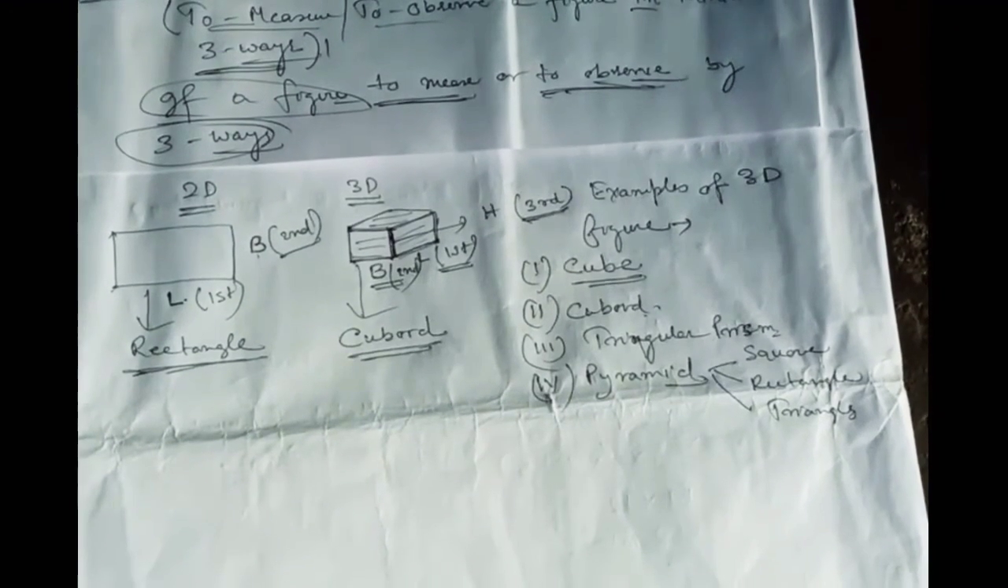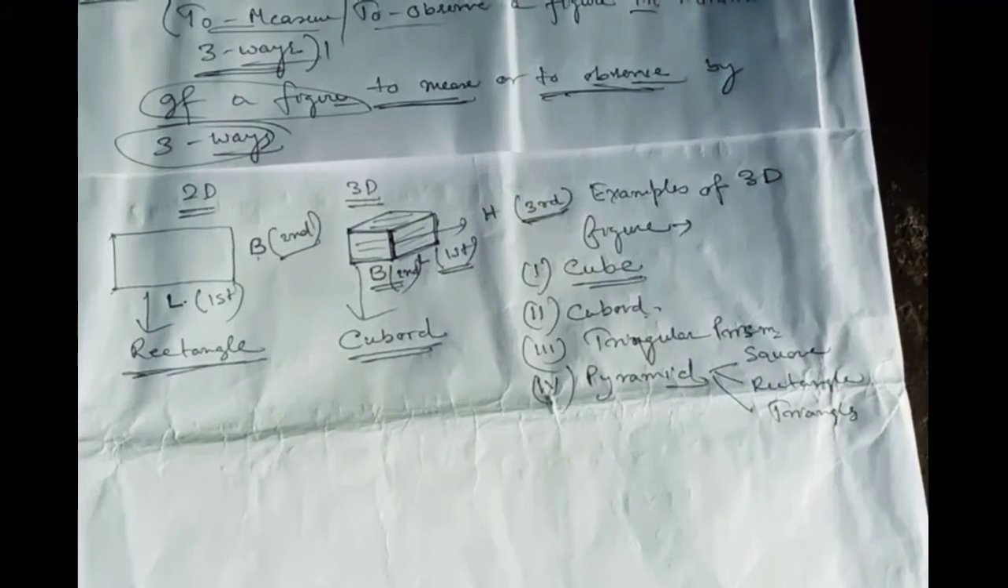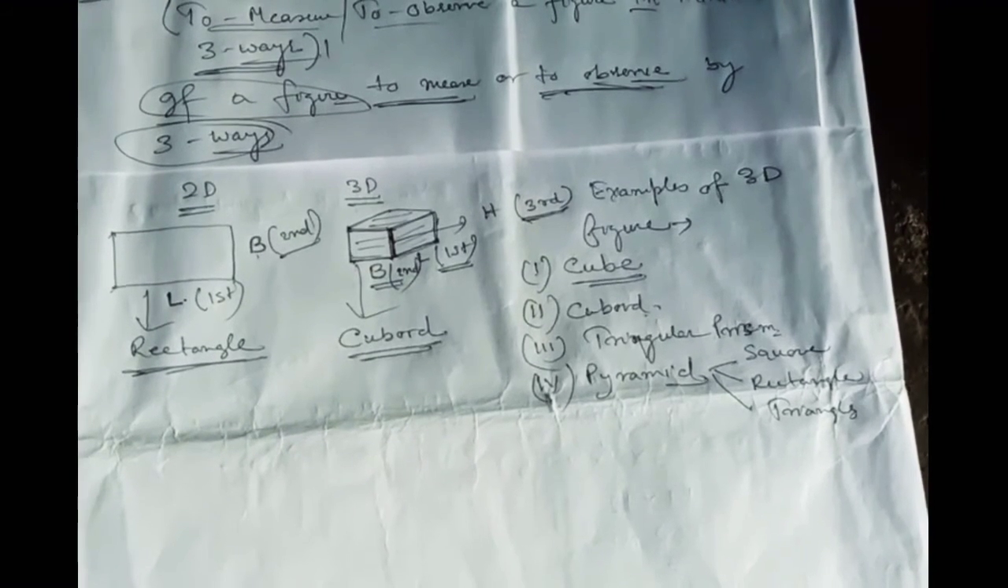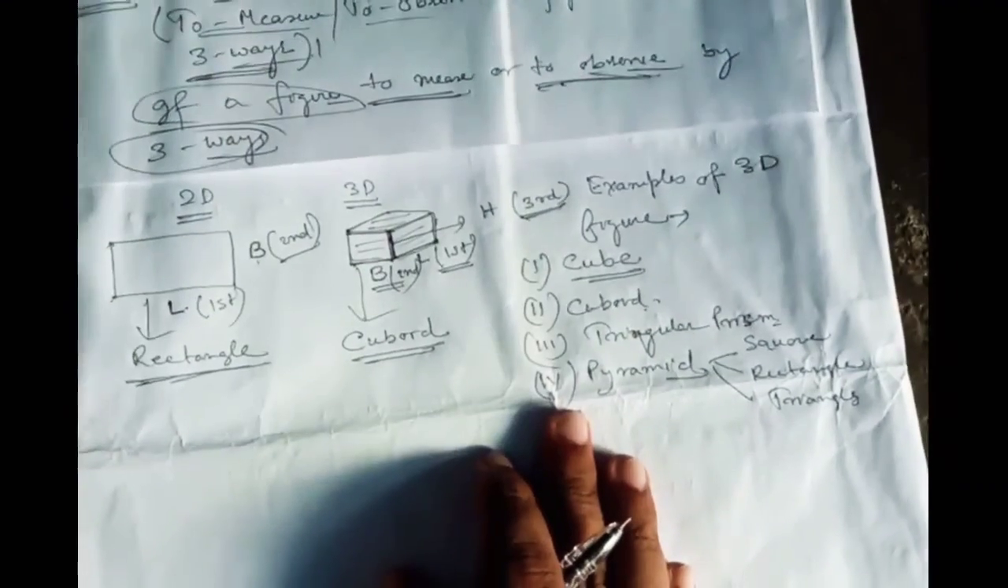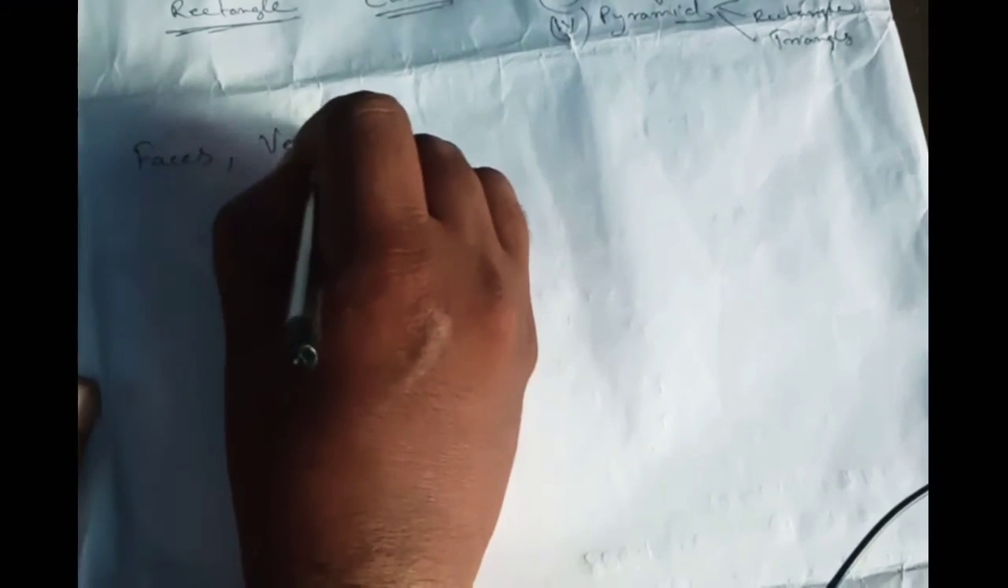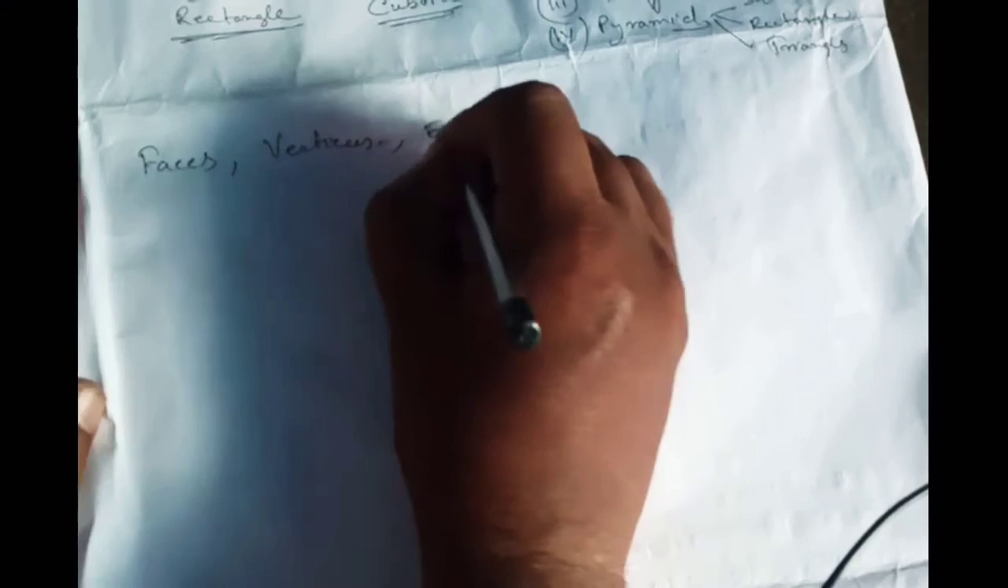Next, in my next things, we have to know about the main things, that is faces, vertices and edges of a three-dimensional figure. So faces, vertices, edges of a three-dimensional figure.